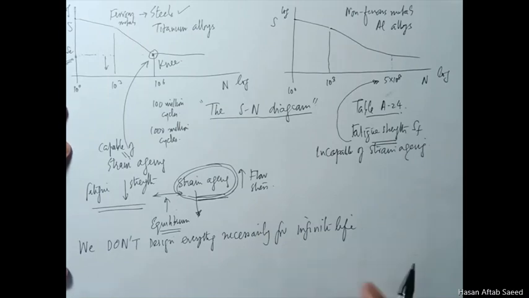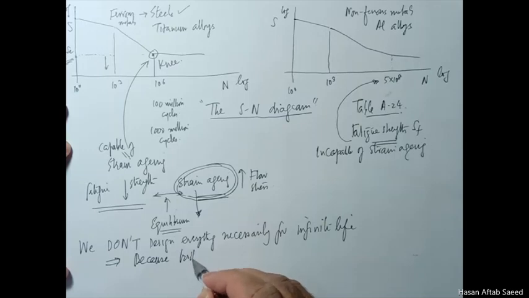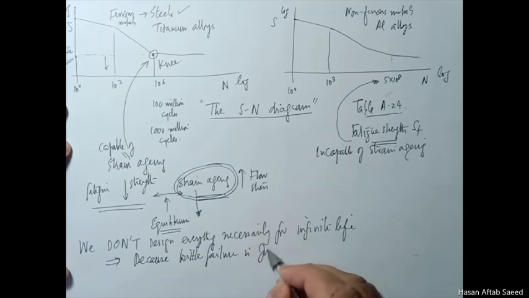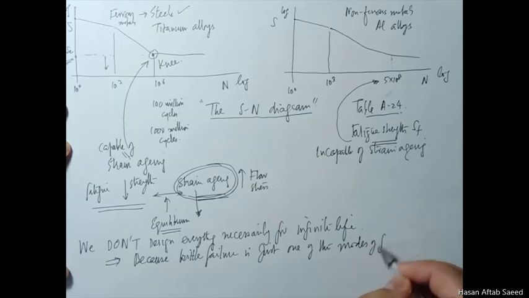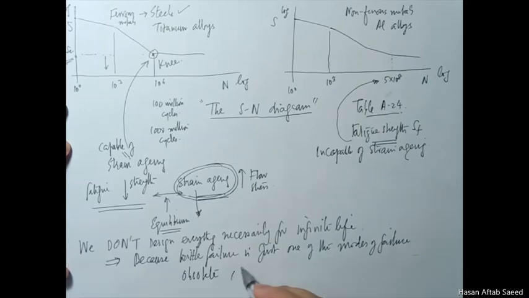And the reason being that brittle failure is just one of the modes of failure. There are many other modes. For example, things become obsolete, things wear out, etc. There are so many things. You may not even want to design something for infinite life because you know that the technology will become obsolete before that. So it's just a wastage of time and money.